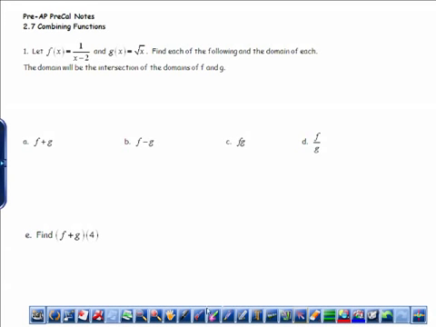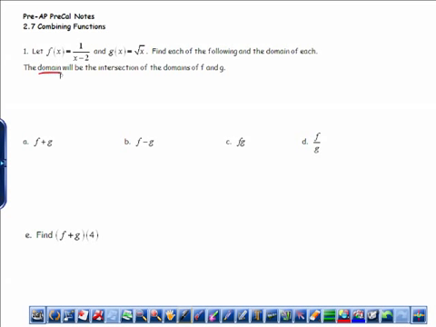This is the video lesson for 2.7, combining functions, and in a little bit we'll do 2.8, inverse functions. Okay, so let's just start out with something we kind of know how to do, but take it a little bit further. We're given two functions, a rational and a square root, and we're going to do these operations, and it is exactly what you'd think it would be.